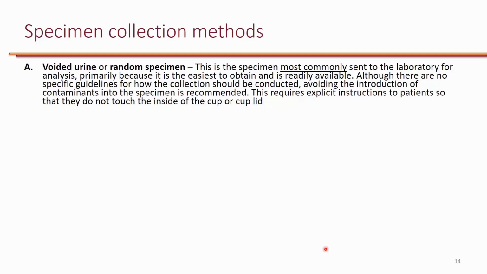So voided urine or random specimen. This is basically the most commonly used method by most labs. This is where a cup is given to the patient and they urinate in it. It's very important for the patient to not contaminate the sample, so it's important for them to not touch it. As you can imagine, as the urine is coming out, it could pick up bacteria from the skin. So it's possible that it could be contaminated, but this is easy and most commonly used.